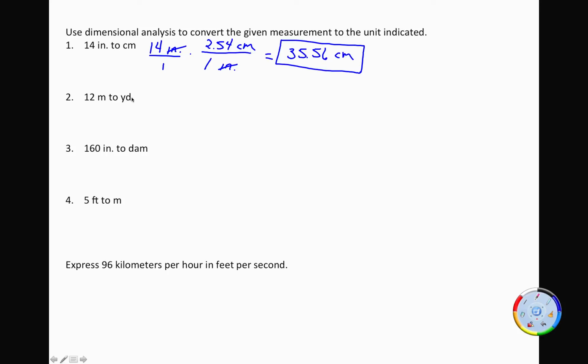Okay, meters to yards. So I don't have a conversion factor specifically that goes from meters to yards. As a matter of fact, the only one I know in length, we'll say, is that 1 inch is 2.54 centimeters. So on this one, I probably want to convert these meters to centimeters or the yards to inches. Either way. I'm going to convert these meters to centimeters.